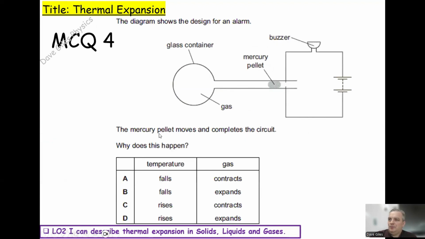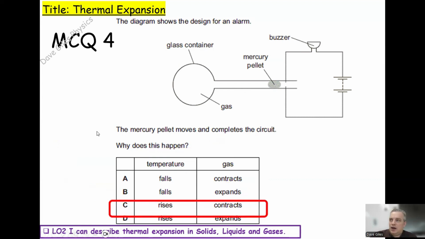Question 4. So this is an application of thermal expansion here. The diagram shows a design for an alarm. The mercury pellet moves and completes the circuit. Why does this happen? So if the gas is going to move the mercury, it's going to have to move towards this here so the mercury will complete the circuit. So the gas is going to have to expand, and that'll happen once the temperature rises. So the answer is D.